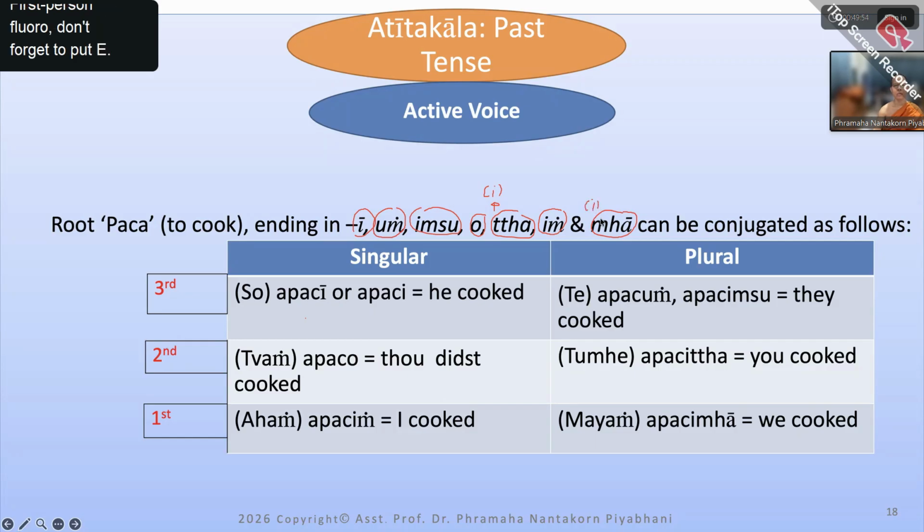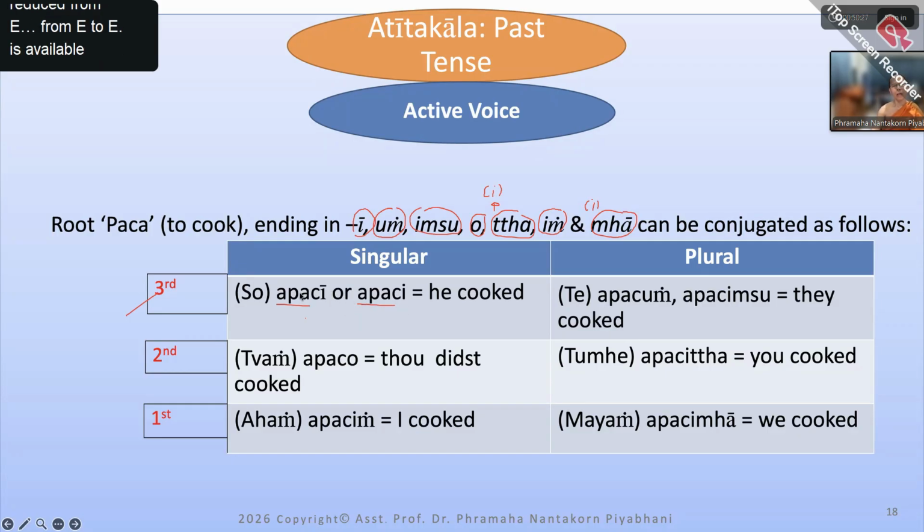Okay. Put e at the end of the root ending with a vowel or a sound. Okay, just the root ending with a. Let's conjugate together. First person, pacha root. So, apachi, you see, it's reduced. Sometimes it's reduced from E to E.